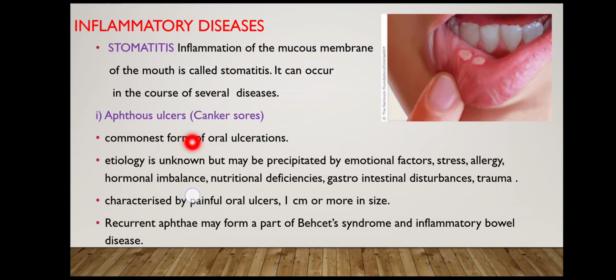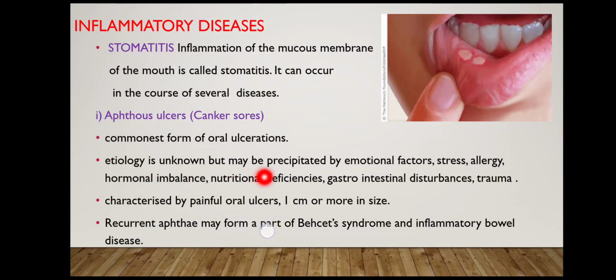Stomatitis is nothing but inflammation of the mucous membrane of the mouth. It can occur in course of several diseases. Aphthous ulcers, canker sores, are one of the types of stomatitis. It is the commonest form of oral ulcers.